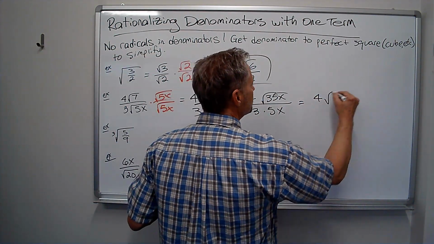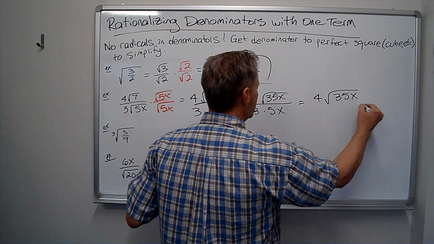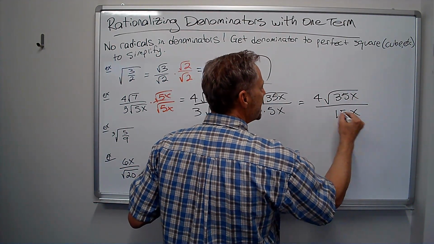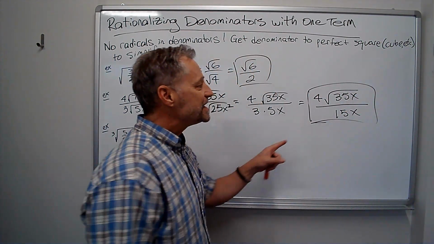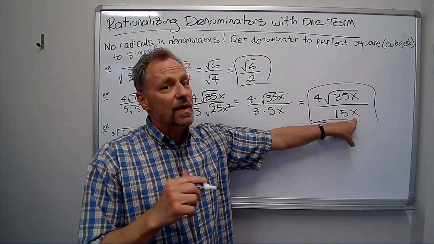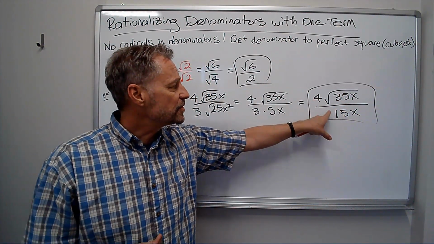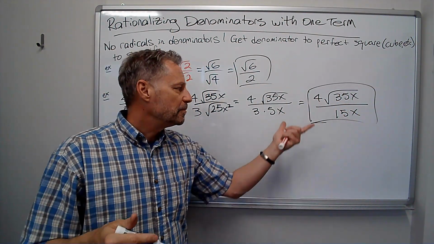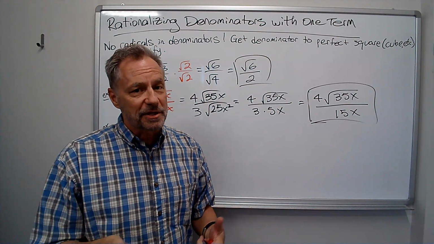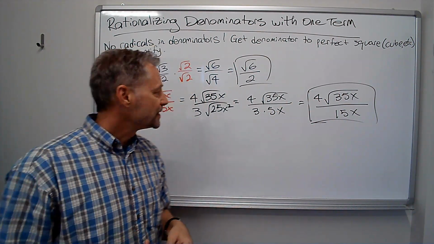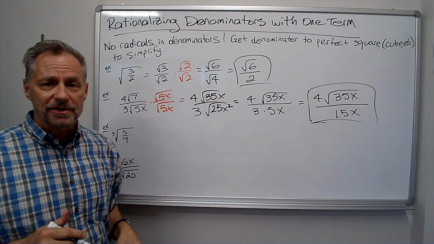So 4 times the square root of 35x all over 15x. One of the x's is under the square root, the other's not, so I can't reduce. The same with the 35 and the 15, I can't reduce those. If I could reduce the 4 and the 15, I could, but they're what they call relatively prime. But again, no radical in the denominator.